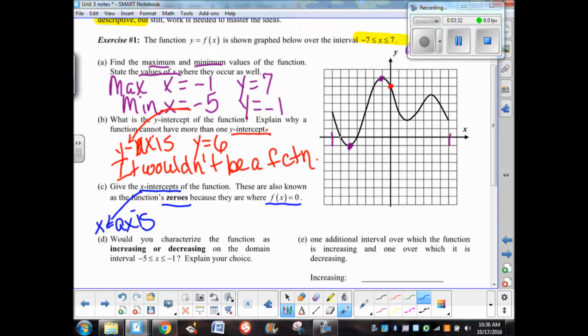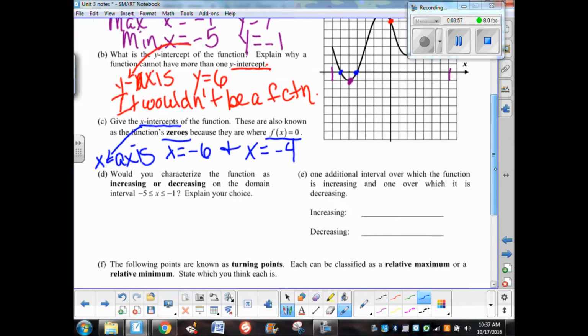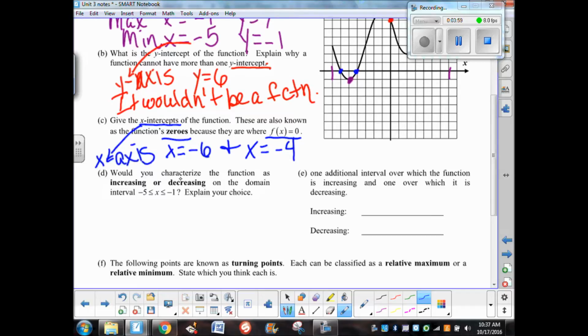So where does this graph cross the x-axis? I see two places, and only two places. So what are those x locations? This first one here is x equals -6, and we also have x equals -4. So two x-intercepts.